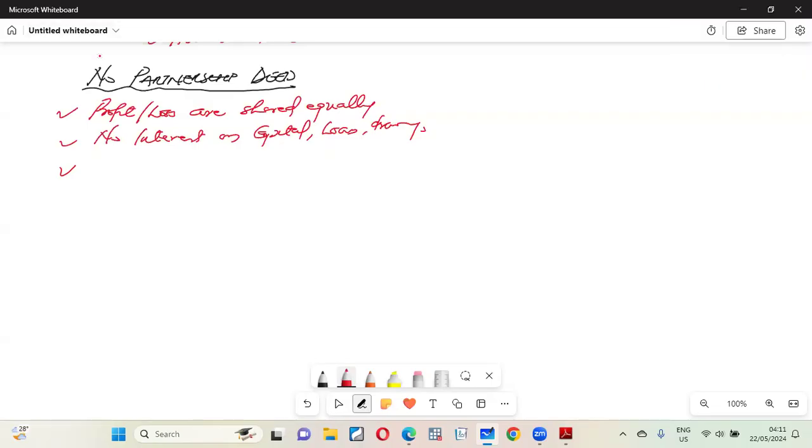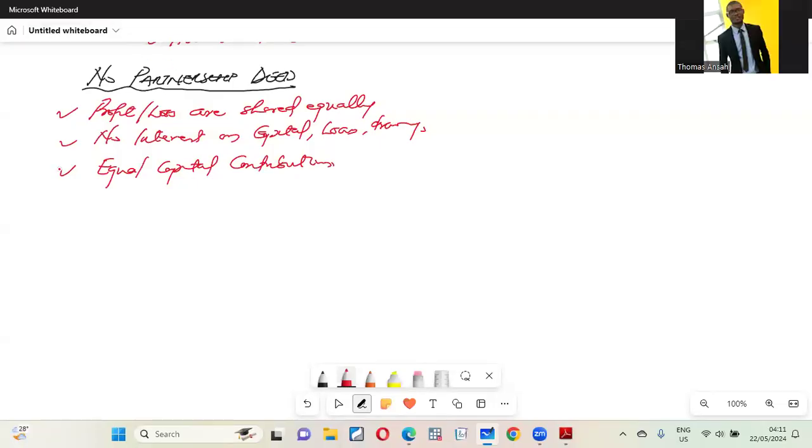So you realize that each partner will have to contribute equal capital. So we have equal capital contribution. That is very, very important. Again, because of that, no partner will be allowed to take salary. So there will be no salary.